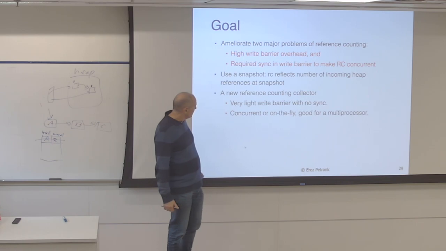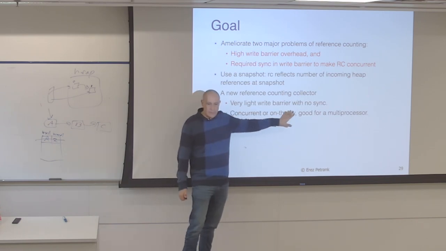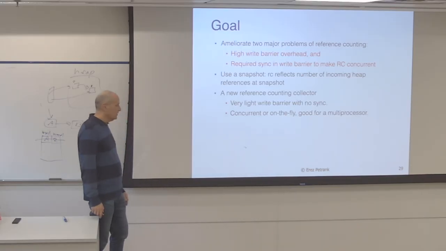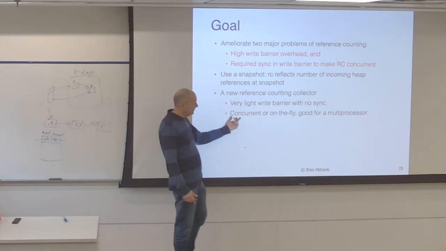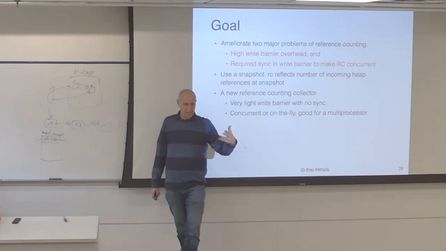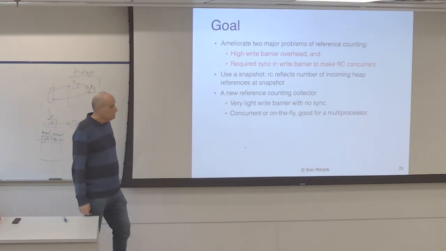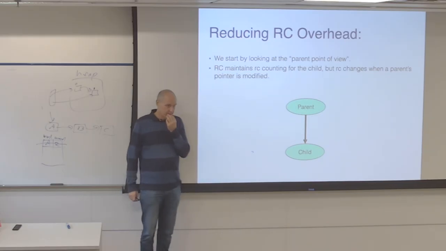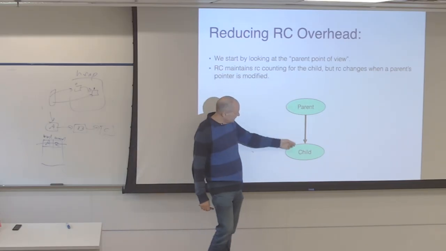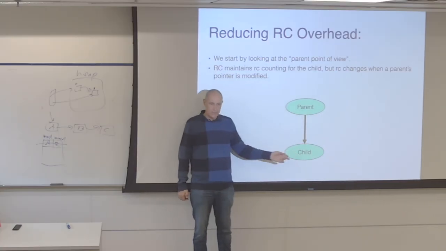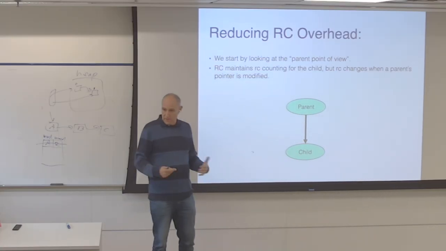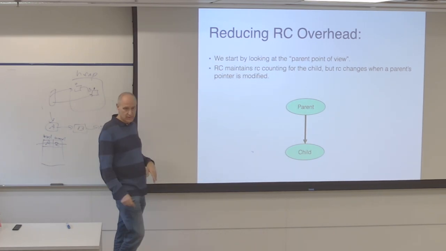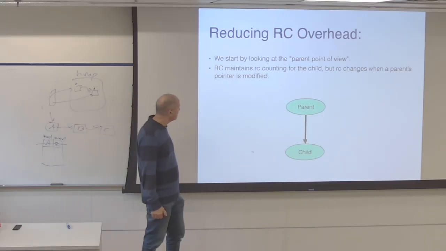So what we want is a new collector with a very light write barrier and no synchronization in it. And that's what we're going to do. And we're going to make it concurrent, and later on the fly, the sliding views methodology. Okay, so how do I reduce overhead? I have to look at it differently. When you look at the pointer, it has a parent and a child, right? Usually in reference counting, we just look at the children. They lose reference counts, they gain reference counts, but let's look at the parents, and then we get different things.